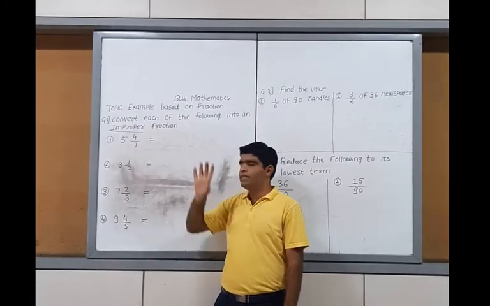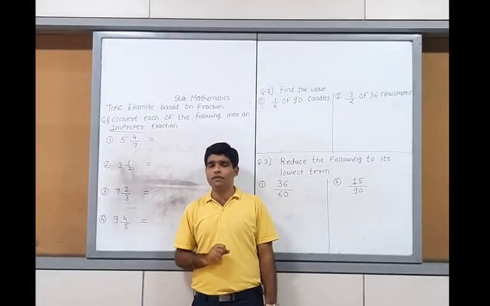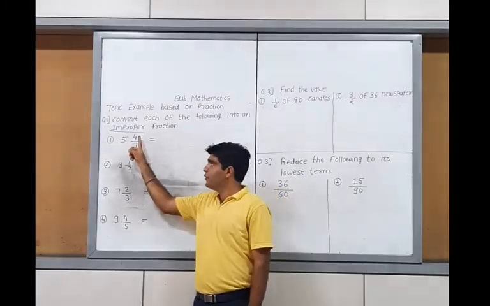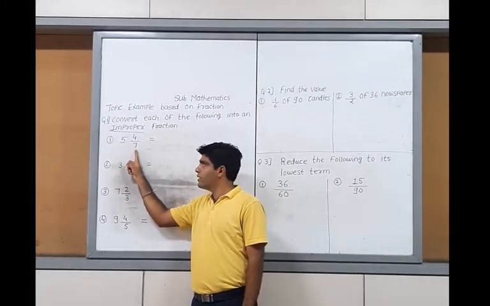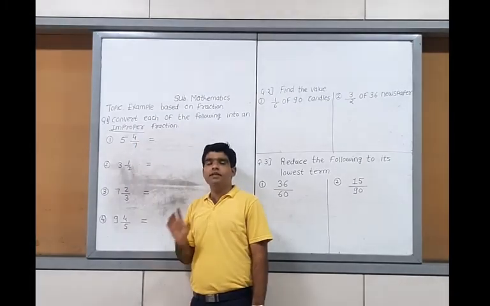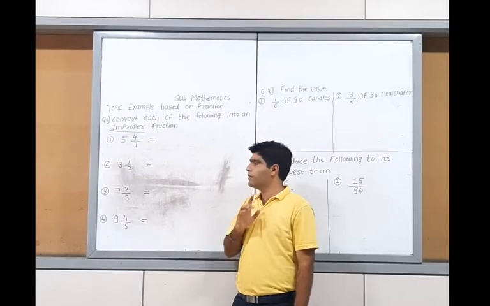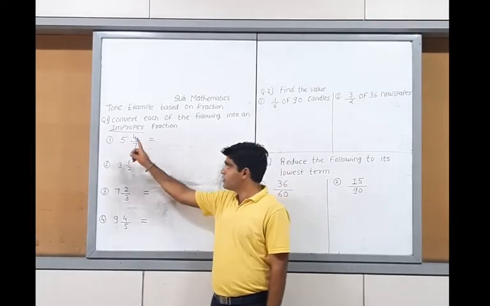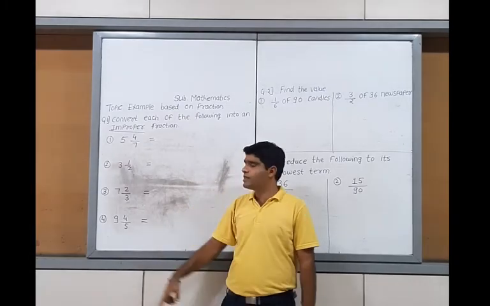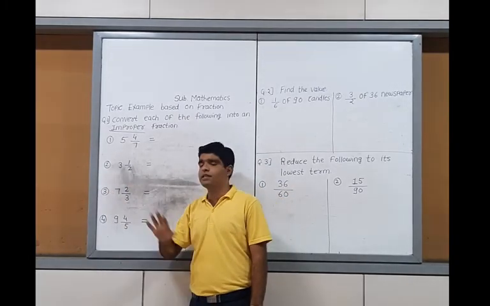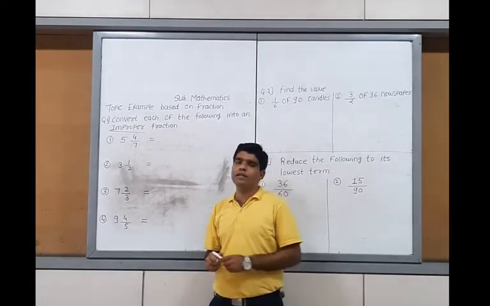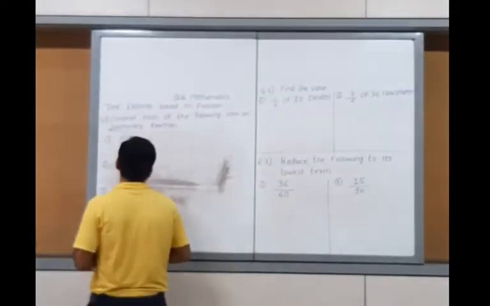4 upon 7 is a proper fraction. Why a proper fraction? Because the numerator is less than the denominator. Here the numerator is 4 and the denominator is 7, so the numerator is less than the denominator. This type of fraction is called a proper fraction. Now see, examples number 1, 2, 3 and 4 are given to you. Using these examples, you have to convert them into improper fractions. Now you have to solve them one by one.